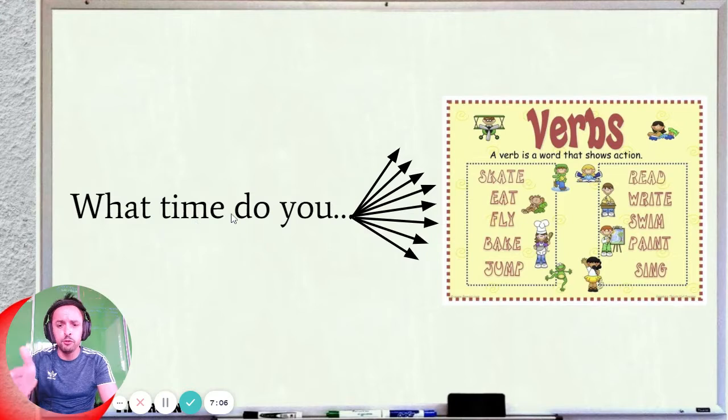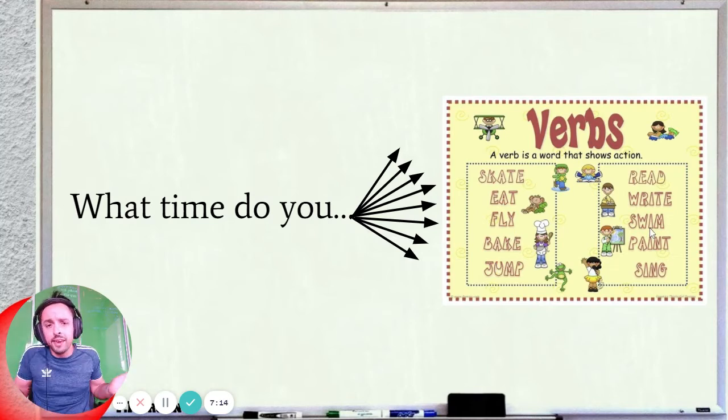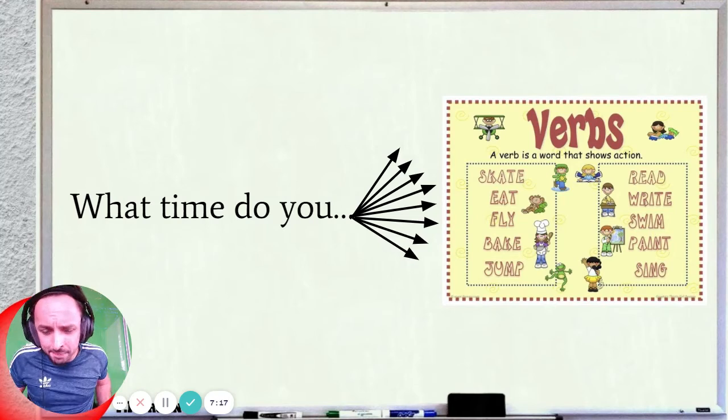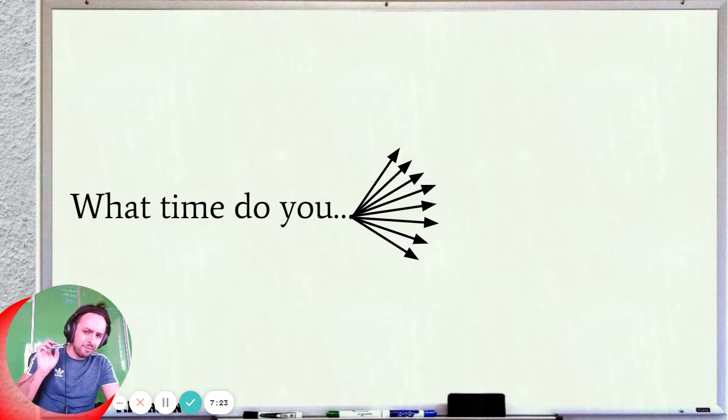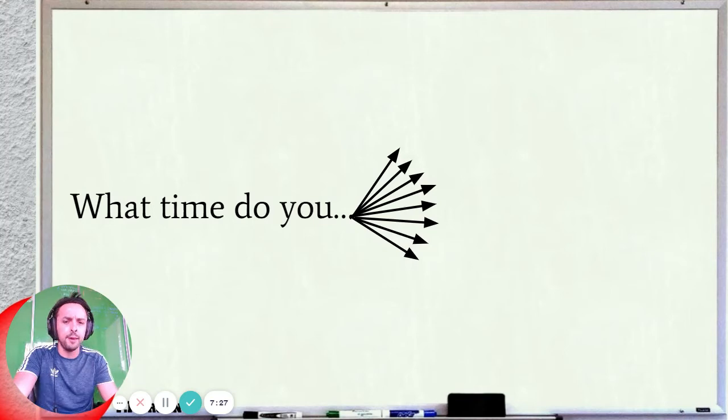So it'll be what time do you, and then a verb. What time do you eat? What time do you bake? What time do you swim? Okay, now that's what we're going to do. But in Unit 5, we have 6 verbs that I want you to learn, okay?